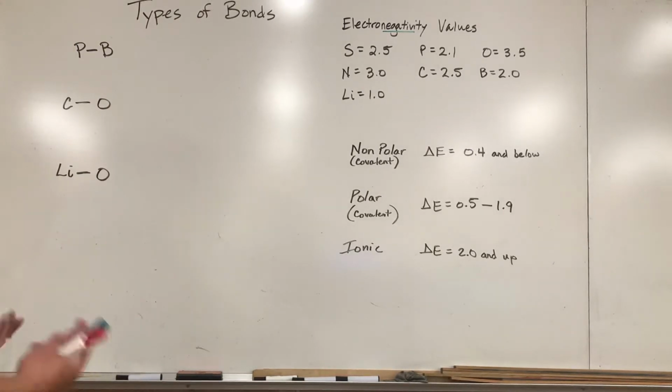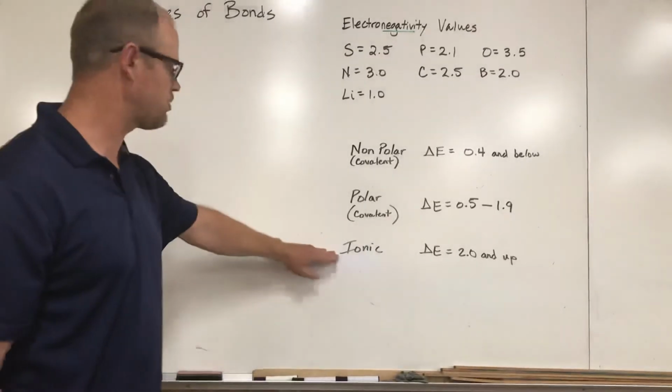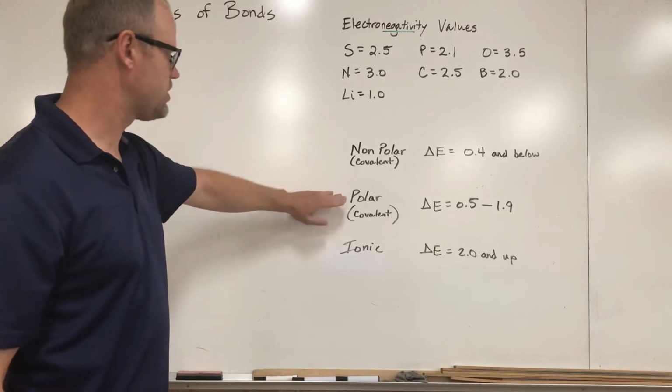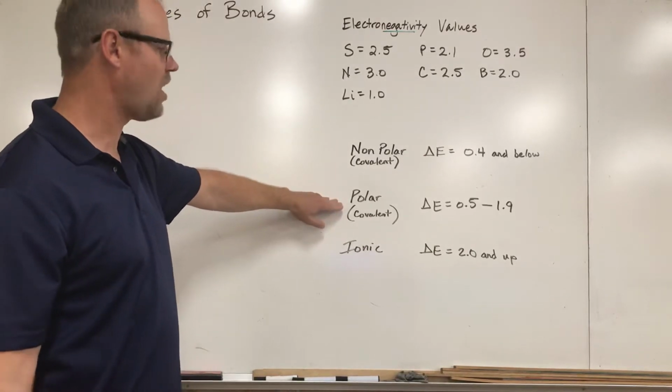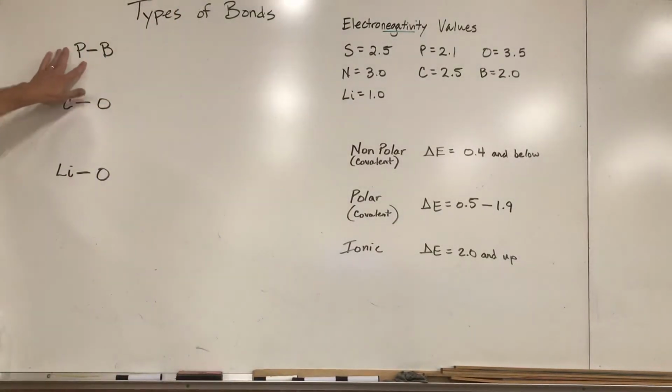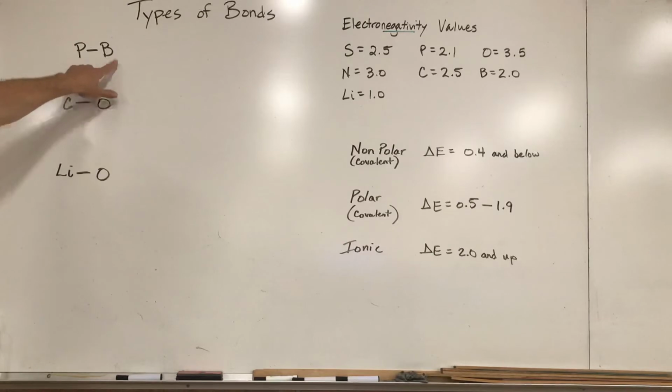Okay? Ionic means, hey, one of these is so much stronger than the other that it just rips the electrons away and steals them. Okay, so this is stealing electrons, this is sharing electrons perfectly equal, and this is something in between where one's hogging the electrons from the other. Now let's analyze these based on the numbers. So the first thing we're going to do is look up these values.